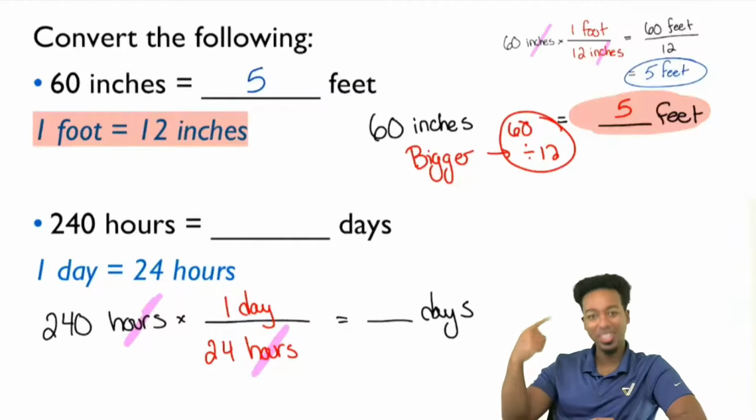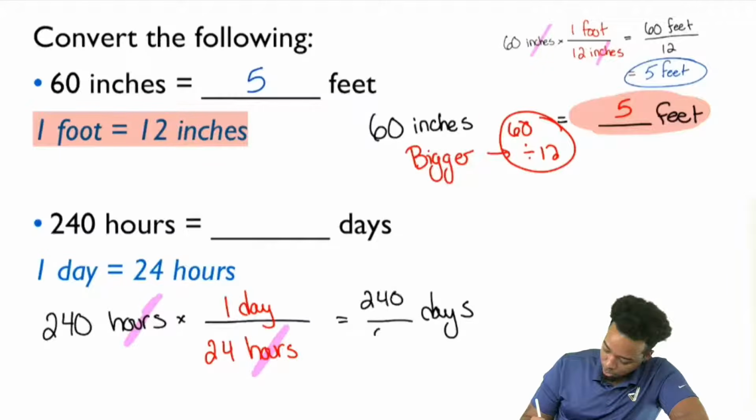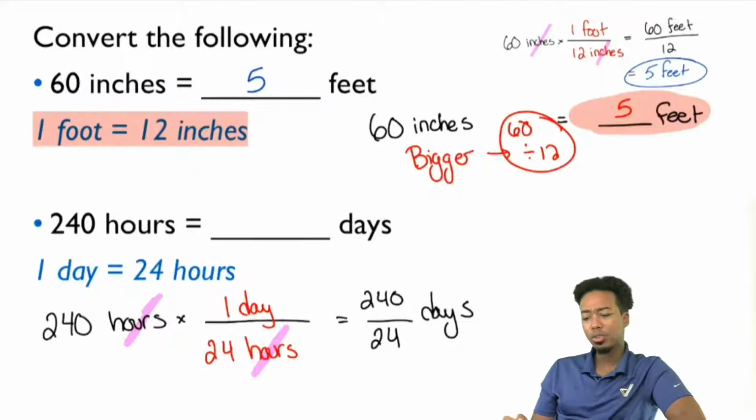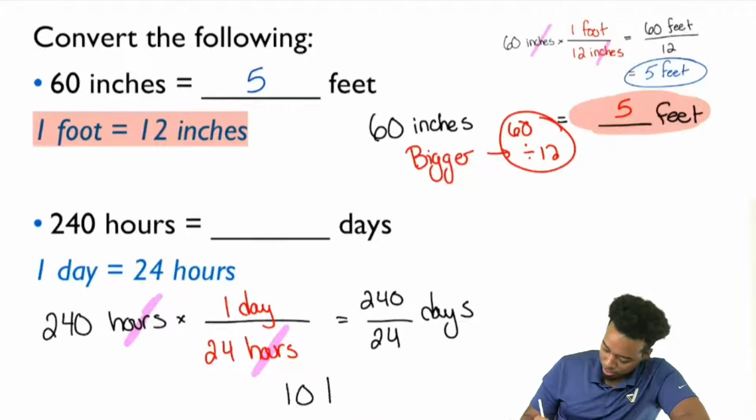Exactly. Now we're getting through those main ideas there. There we go. And so this gives us 240 over 24. Everybody, 240 divided by 24 is what? And that's going to be 10 days.